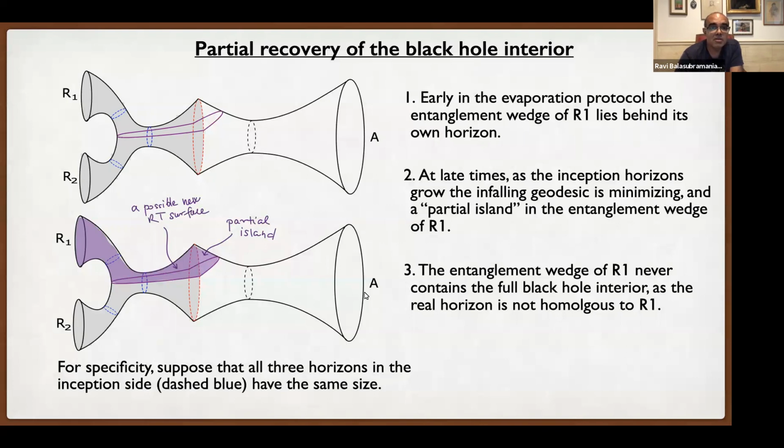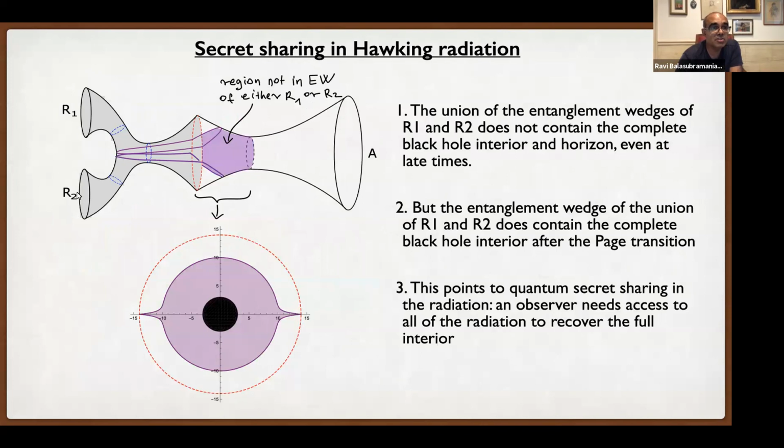Now, then you can keep going, and if I take just the radiation, region R2, you get this entanglement wedge over here, and so there's a region here in the middle. If you look from the right side, that's this purple region here. So this purple region is neither in the entanglement wedge of R1 nor in the entanglement wedge of R2. But it is, of course, in the entanglement wedge of the union of R1 and R2, because the original black hole horizon is homologous to the union of R1 and R2. So what this tells you is that if I have complete quantum access in this language to R1 and separately to R2, you cannot reconstruct the interior. Whereas if you have joint access at the same time to both of them, then you can reconstruct the interior, which points to a kind of quantum secret sharing scheme in the radiation.